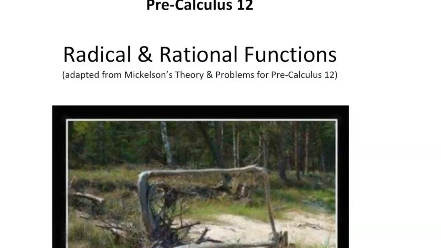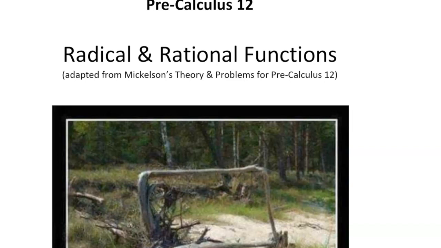Hi Pre-Calc 12s, welcome to the first lesson on our unit on radical and rational functions. Today we're going to look at radicals, and it's a bit of a review, but what I would also add is that the entire chapter is a bit of a review from Pre-Calc 11. If you had done the equivalent questions from Pre-Calc 11, I would say you could probably come into this unit knowing more than 50% of the content already, if not even more. So anyways, take a look.